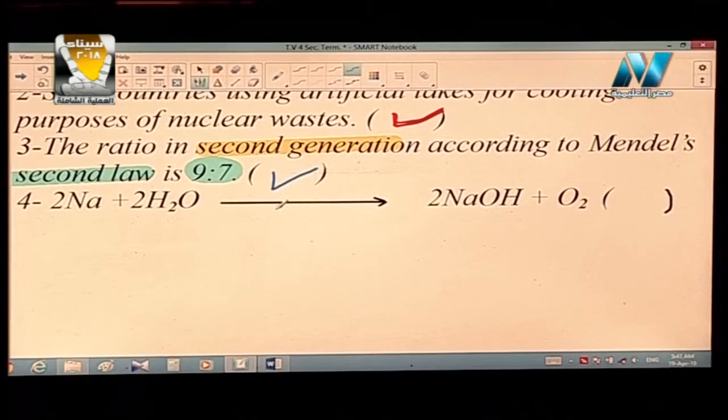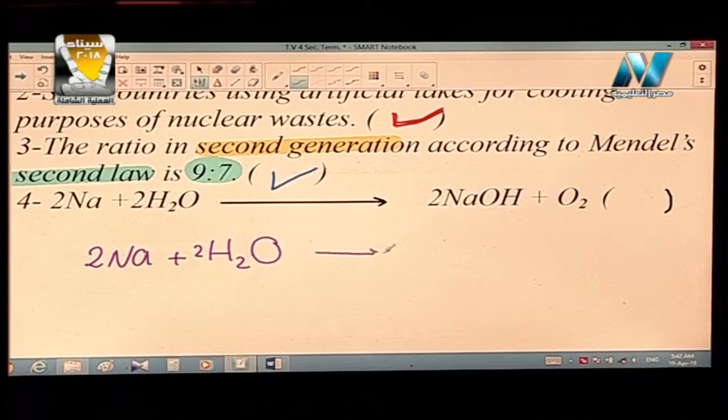Next question is 2Na plus 2H2O producing 2NaOH plus O2 gas evolves. We can answer this question by solving the chemical reaction. We have here sodium plus water. We know this equation is considered a simple substitution reaction, so sodium can replace hydrogen and push it out from the compound.